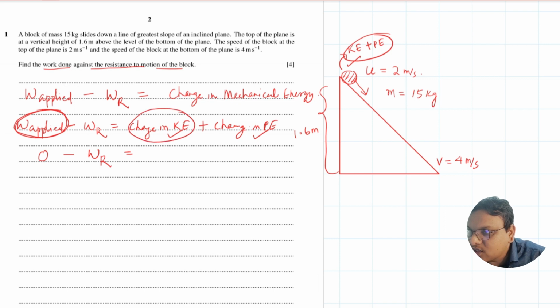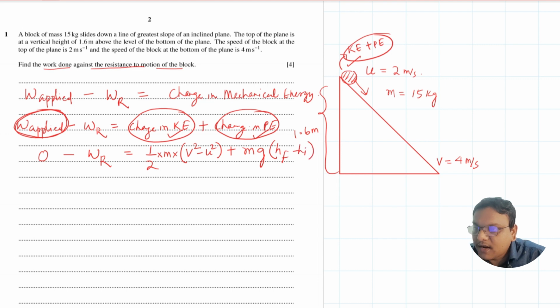The change in kinetic energy, the formula is half m v squared, half times m times the final velocity squared minus the initial velocity squared. So I can write that as half m (v squared minus u squared), plus the change in potential energy. The formula is mgh, m times g times height: final height minus initial height. Very simple. This will be the initial height, and this will be the final height.